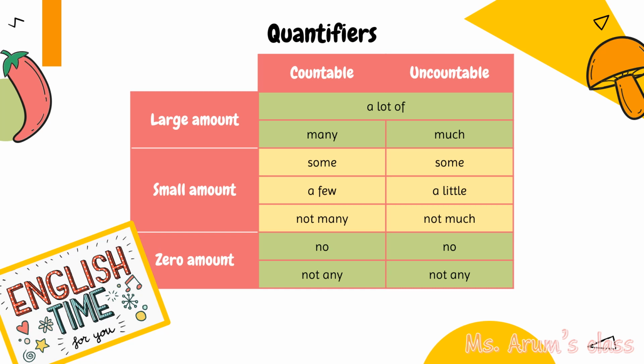Yes, a lot of, it can be used for both countable and uncountable nouns. Next. Some can be used for countable and uncountable nouns. The next one is no. No is used for countable and uncountable nouns. And the last one is not any. Not any is used for both countable and uncountable nouns.